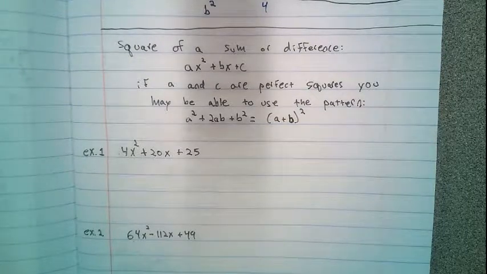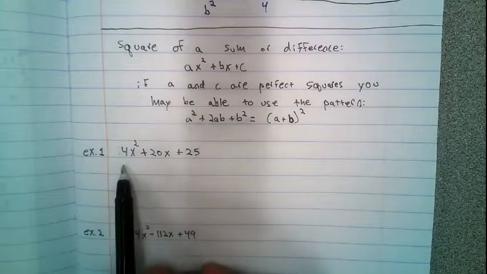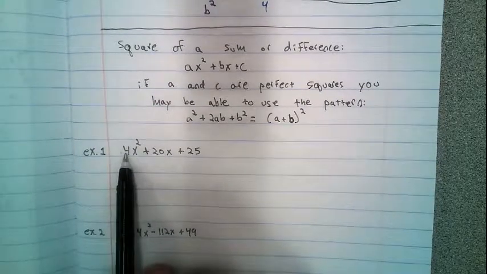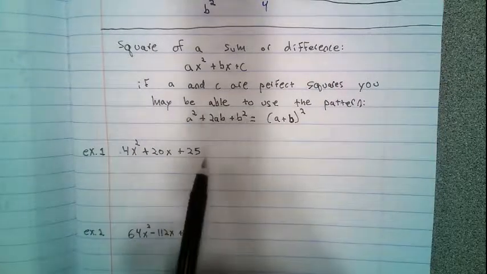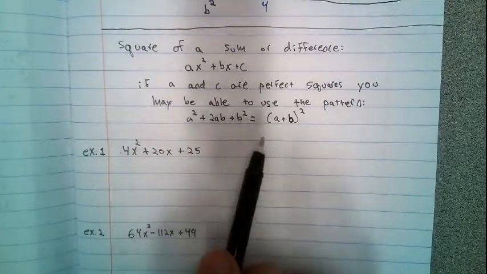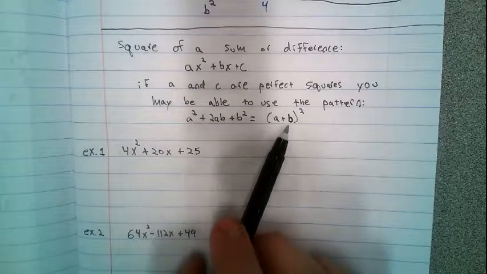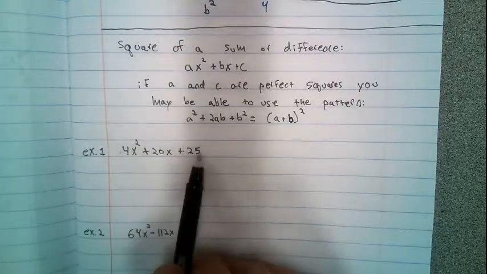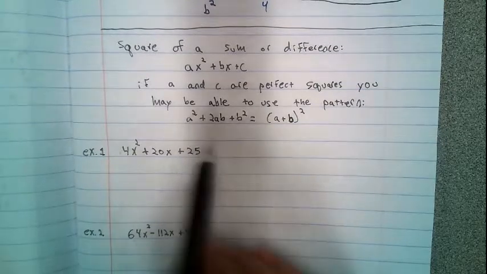So that's very algebraic, right? A lot of variables. So let's get down to a specific example. If you see a quadratic and you notice that the first term is a perfect square and the last term is a perfect square, you might be able to use this pattern. Okay, so 4x squared, that's a perfect square. 25, that's a perfect square. So let's try and use the pattern.